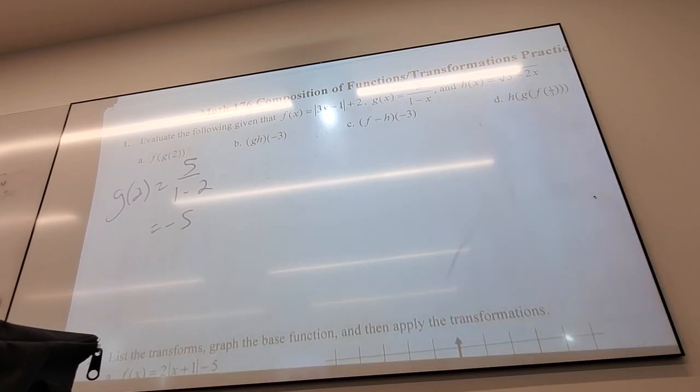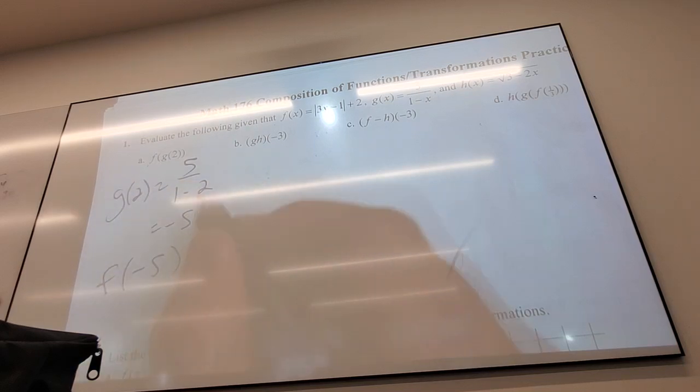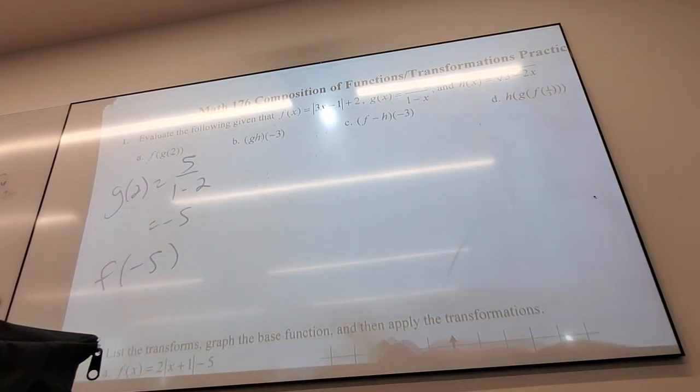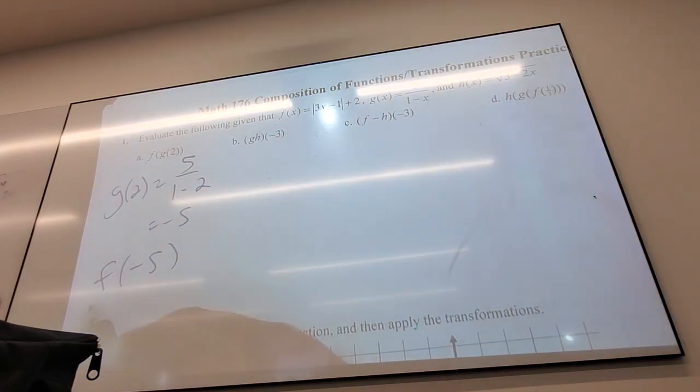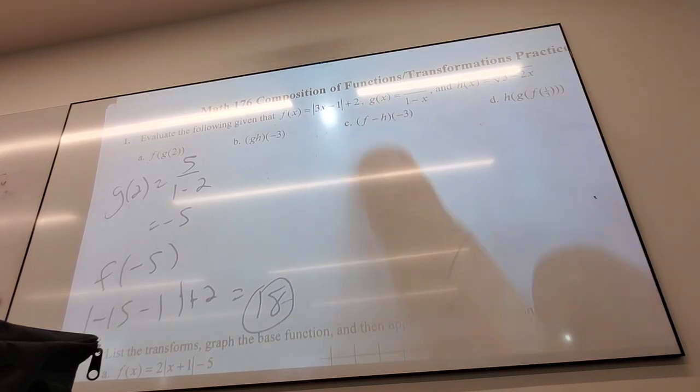Yeah, at the end, yeah, I'm with you. And then, so now I know what I'm plugging into F, right? Because this is F of G of 2. If I know what G of 2 is, I know what to put into F. And if I put that into f, I get absolute value of negative 16 plus 2. Cool. Okay, so I think everybody I saw did that one right. For some of us, that plus 2 was sneaky.